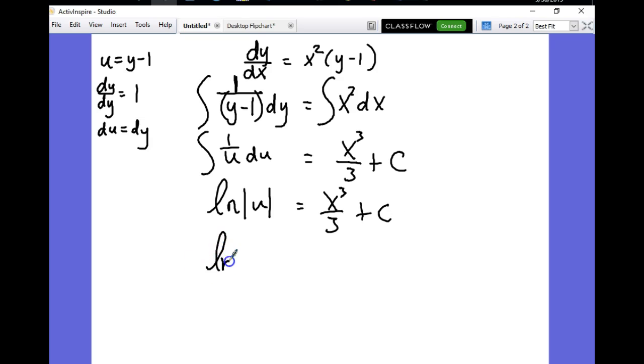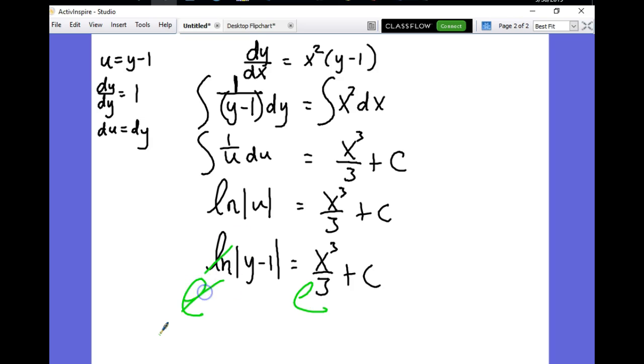And once again, we're going to go ahead and put back our u value. And this is where things get a little bit interesting. So now what we're going to do is exponentiate both sides. We talked about that in class. So we're going to make both sides the power of e. And these cancel each other out. And what you're left with is the absolute value of y minus 1 is equal to e to the x cubed over 3 plus c. Okay. All right.